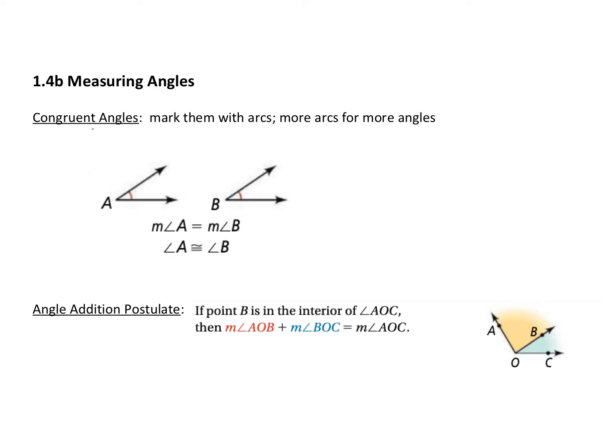Okay, congruent angles. The way we mark angles congruent is, so if you recall, when we talked about congruent segments, remember we just put little hash marks like that, and that said those segments were congruent. So if this was, you don't have to write this part, if this was ABC, we would say AB is congruent to BC.